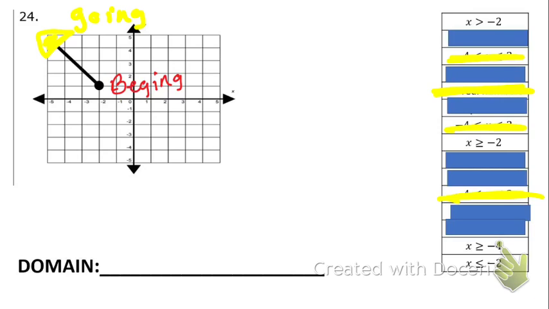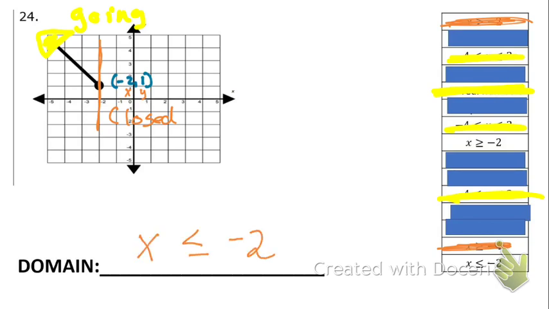This point right here is -2, 1. This is your x, and this is your y. So it has to have -2 in the answer, so it's not that answer. This point is closed, so it's not that answer. So the question is, is it less than or greater than? Let me draw my line right here. The picture is going in this direction. After -2, it's -3, -4, -5. Those numbers are getting smaller. So the answer to this question is that x is less than or equal to -2.